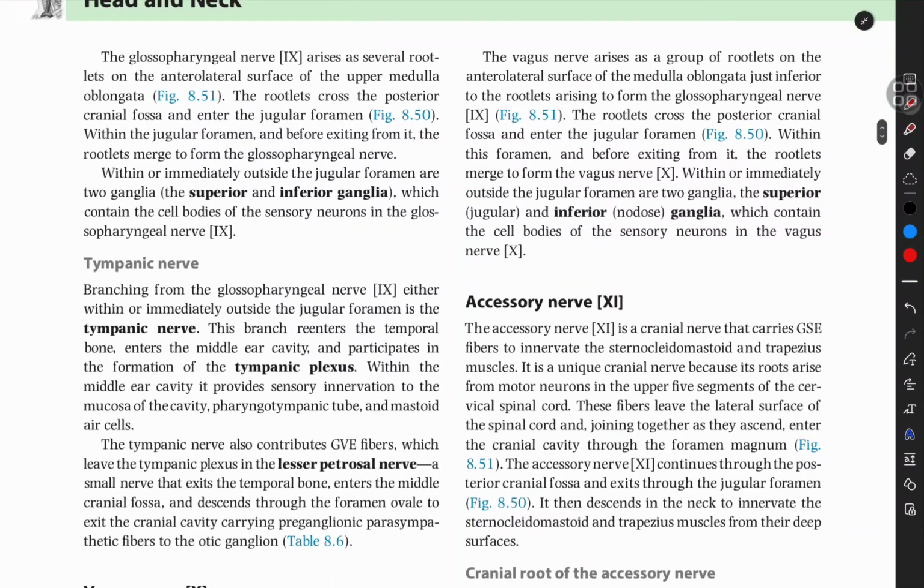The glossopharyngeal nerve arises as several rootlets on the anterior surface of the upper medulla oblongata. The rootlets cross the posterior cranial fossa and enter the jugular foramen. This is the exit point of the glossopharyngeal nerve, and within the jugular foramen, the rootlets merge to form the glossopharyngeal nerve. Within or immediately outside the jugular foramen are two ganglia, superior and inferior, which contain the cell bodies of the sensory neurons of the glossopharyngeal nerve.